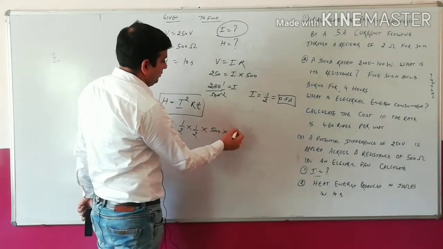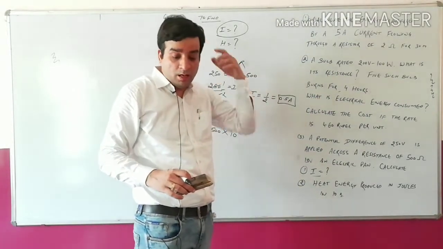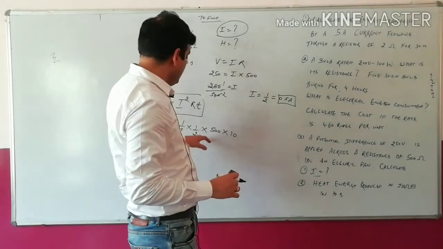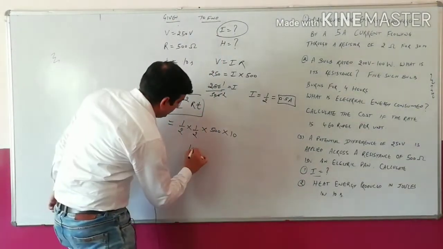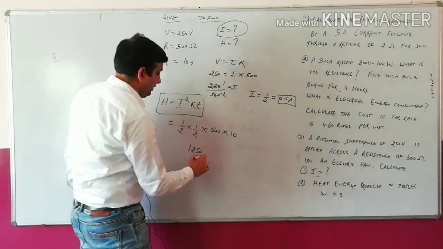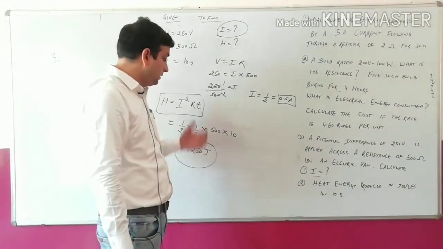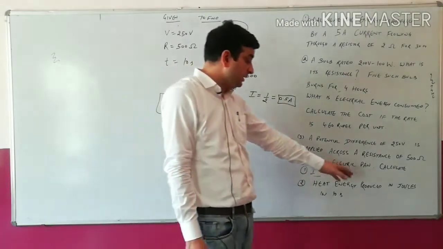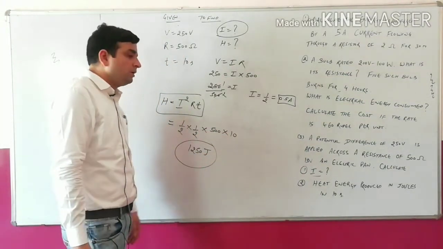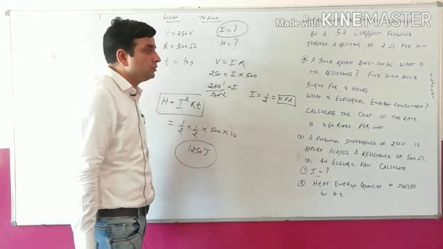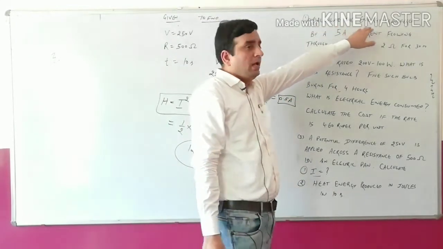So 1 by 2 into 1 by 2 into 500 into 10. So it will be 1250 joules. Be careful, it is 1250 joule because they have specifically asked in joules. If they ask in kilojoule, divide by 1000, it will be 1.250 kilojoules. So these are the three numericals based upon the energy conversions.